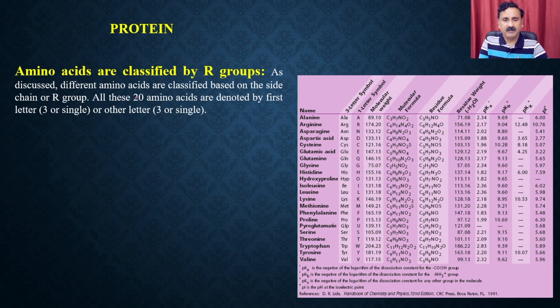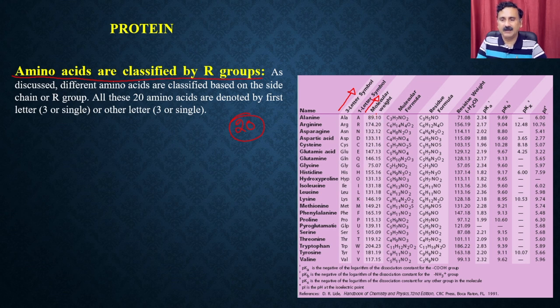As I said, remembering the single letter code or the three letter code is very important, because when we write the sequence of amino acids for a particular protein, you cannot write the full names, and that is why these single letter or three letter codes are used in those cases. Now, amino acids are classified based on the R group. We have 20 different amino acids, and they vary in terms of different properties. What you see here is a composite table where I have given you the three letter codes and the single letter codes.